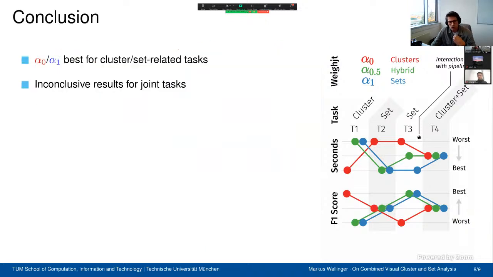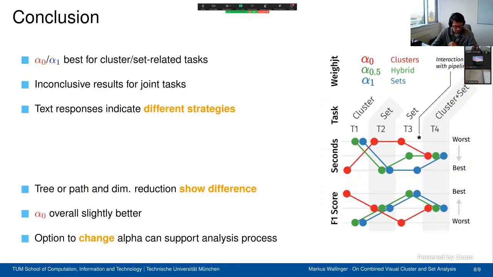So to conclude this talk, a bit unsurprisingly, if we optimize for a specific perspective, then of course it also helps us solve the specific tasks. Unfortunately, we had a bit of inconclusive results for the joint task, where we think that, because of the text responses we got, our participants used a different strategy than we anticipated.